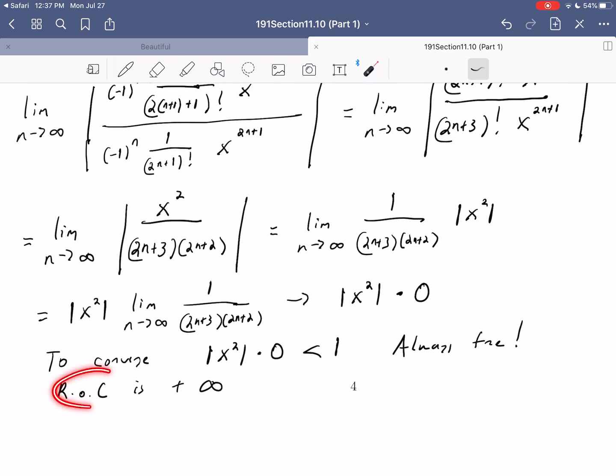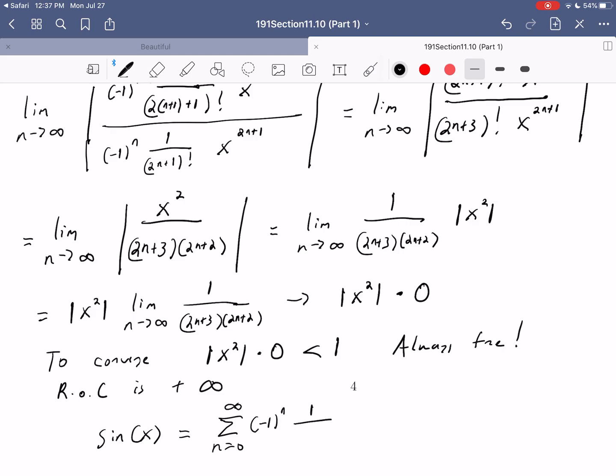For now, though, since we know that the radius of convergence is positive infinity, we can summarize that sine of x is equivalent to the sum from n equals 0 to infinity, minus 1 to the n, 1 over 2n plus 1 factorial, x to the 2n plus 1. And that holds for all x, or we could say for absolute value of x less than infinity.